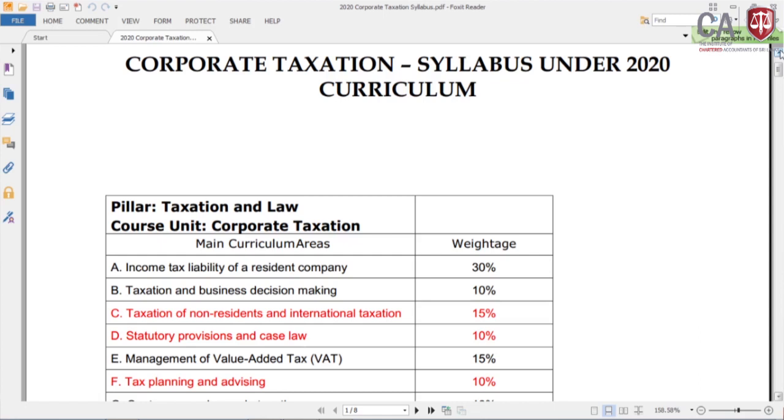Why? You know what's the reason I have selected this topic? Because it's section 1. Now you all know the entire format of the paper, and in that paper, in section 1, question 1, in most of the cases, question 1 for 25 marks is testing taxation of non-resident person and international taxation. It's a compulsory question.